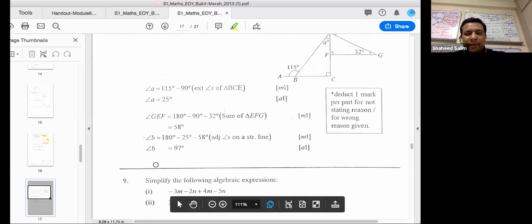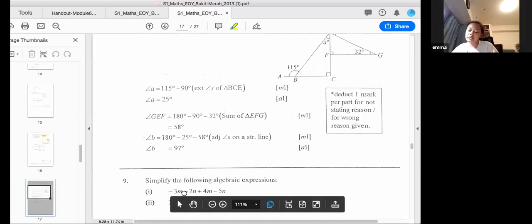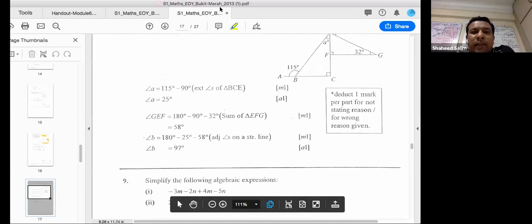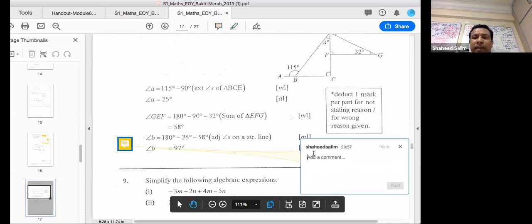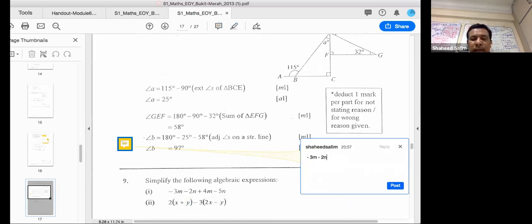Yes. You see, now down here, we group this together. Remember, we can always do it like that, Emma. Minus 3M, minus 2N, plus 4M, and then minus 5N. So what is it equal to? I'm going to group the M together. This is M, right? I'm going to underline the M. Okay. So there's minus 3M here.